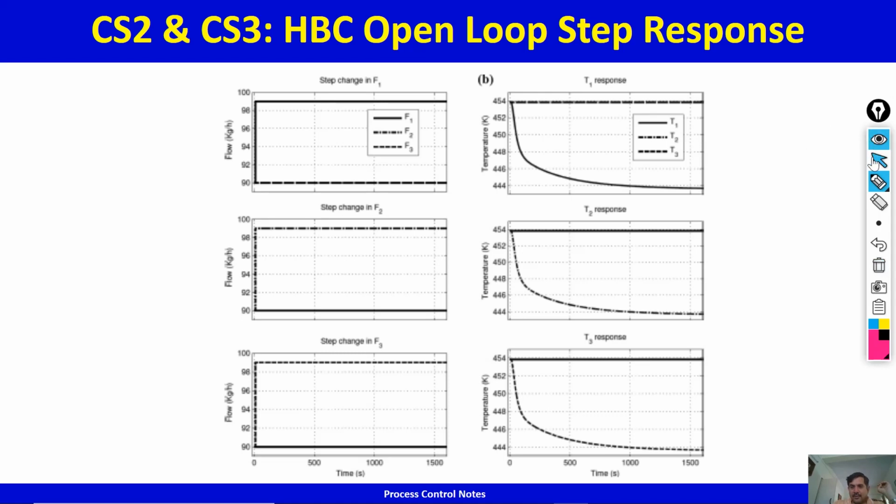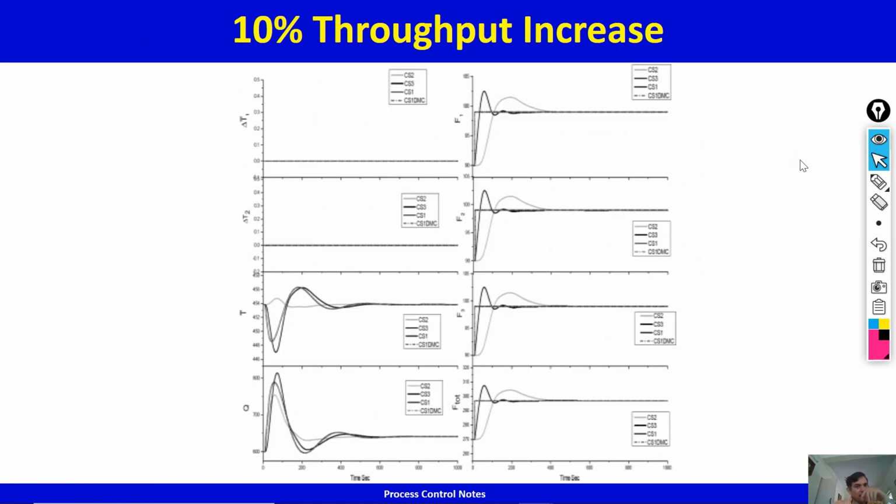Now let's start looking at responses. So what we did was we want to increase the throughput. That means F dot set point is increased by 10%. So the total flow was 90 times 3, 270 kilograms an hour. It is increased by 27 kilograms an hour.